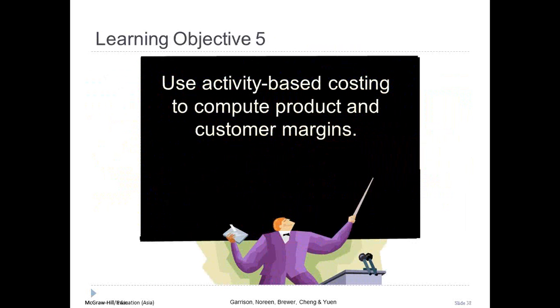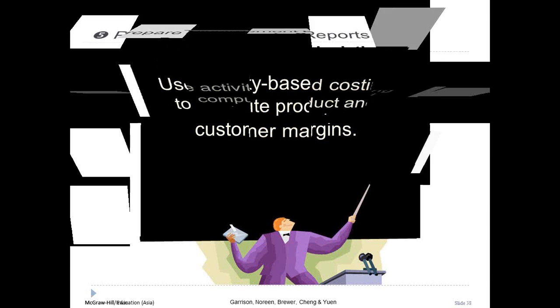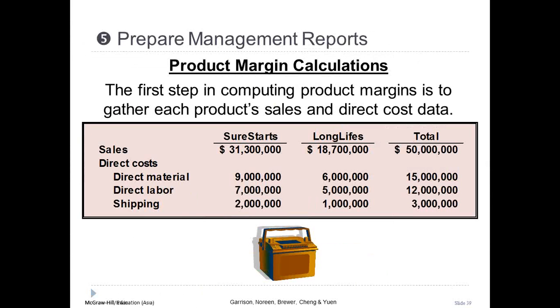Let's use ABC costing to compute product margins and customer margins. It's learning objective number 5. One of the most common management reports prepared with ABC data is product profitability, product margin reports. The first step in computing product margins is to gather each product's sales and direct cost data, which are assumed as shown here.